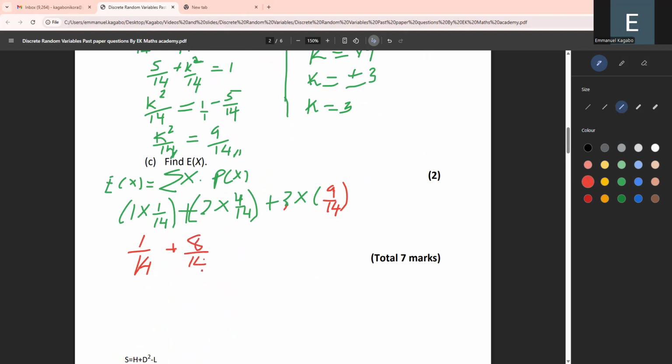Now, this gives me 1 out of 14 plus 8 out of 14, plus 27 out of 14, which is 3 times 9 out of 14. And this is 1 plus 8 is 9, plus 27, that is 36 out of 14. For non-calculator, you are done, but if you have a calculator, you can just divide them. You get 36 over 14.